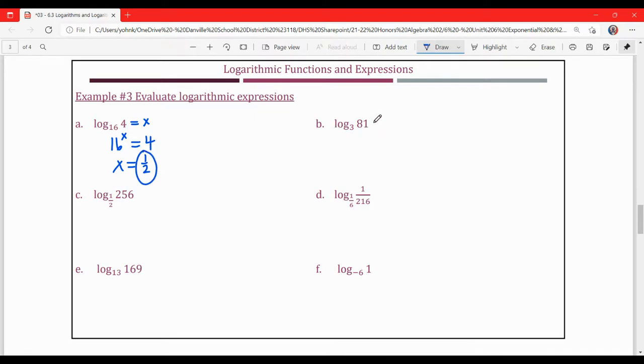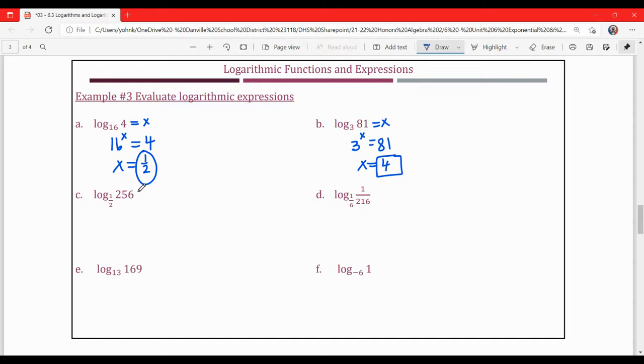All right, if we look at letter B, let's pretend it equals x. So 3 to the x equals 81. So what power of 3 equals 81? That would be 4. 3 times 3 is 9, times 3 is 27, times 3 is 81.